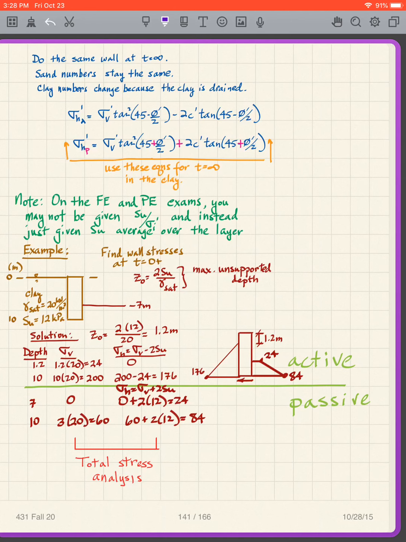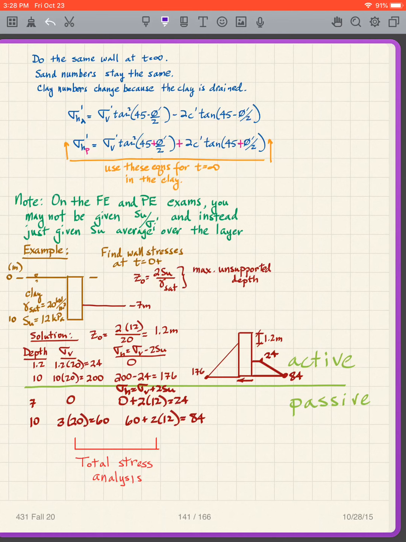So how do we handle that? Well, if you remember, first we're finding the wall stresses at t equals 0 plus. So no, we're not doing the drained case. We're doing the undrained case because I want to learn how to handle this SU average. So if they give you an SU average on the exam and nothing else, then you know it's undrained.